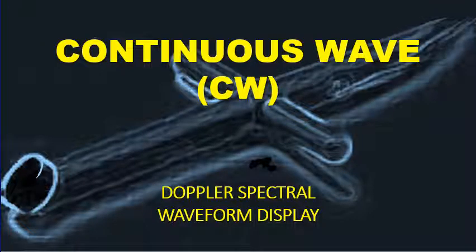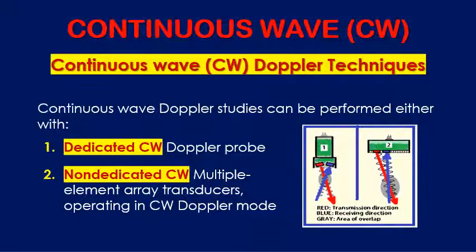So now we come to the continuous wave Doppler spectral waveform. This continuous wave Doppler technique can be performed in one of two ways, either with a dedicated continuous wave probe. This is a probe that only does continuous wave. That's why I like to call it the dedicated one, because it does nothing except CW. And this is the commonest one. In the exam, if somebody asks any question about the CW, this is the one they mean.